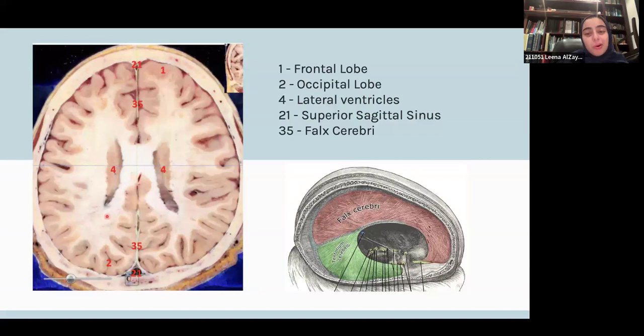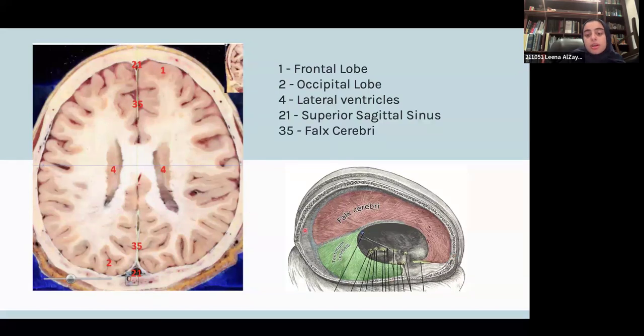So number 4 is the lateral ventricle. So we have, this is lateral ventricle, this is the lateral ventricle. Over here, we have the superior sagittal sinus. Also over here, the superior sagittal sinus, because remember, the superior sagittal sinus is going all the way like this. It's like a U shape. So it starts here, it goes all the way here. So you're going to see it from the beginning to the end. Because when you cross the section here, you're going to see it from here, and you're going to see it from here.